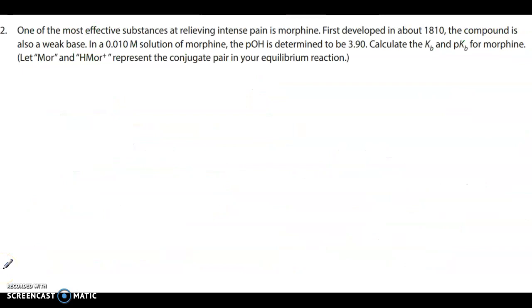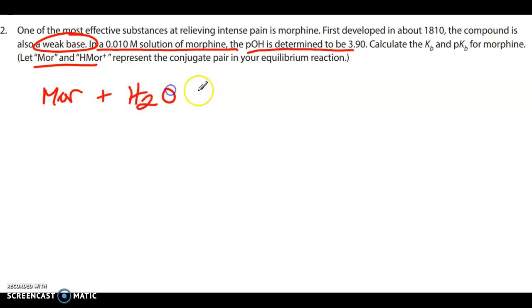Okay, so then we have number 2. One of the most effective substances for pain relief is morphine, developed in the 1810s. We have a concentration of 0.01 mole per liter and a pOH. Calculate the Kb and pKb for morphine. Morphine is a weak base. Let's use these symbols, since the formula for morphine is incredibly large. So we have Hmor plus hydroxide.